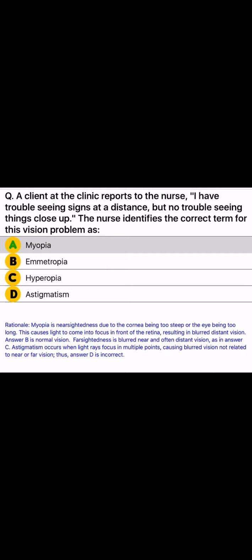Answer B is normal vision. Farsightedness is blurred near and often distant vision, as in answer C. Astigmatism occurs when light rays focus in multiple points, causing blurred vision not related to near or far vision. Thus, answer D is incorrect.